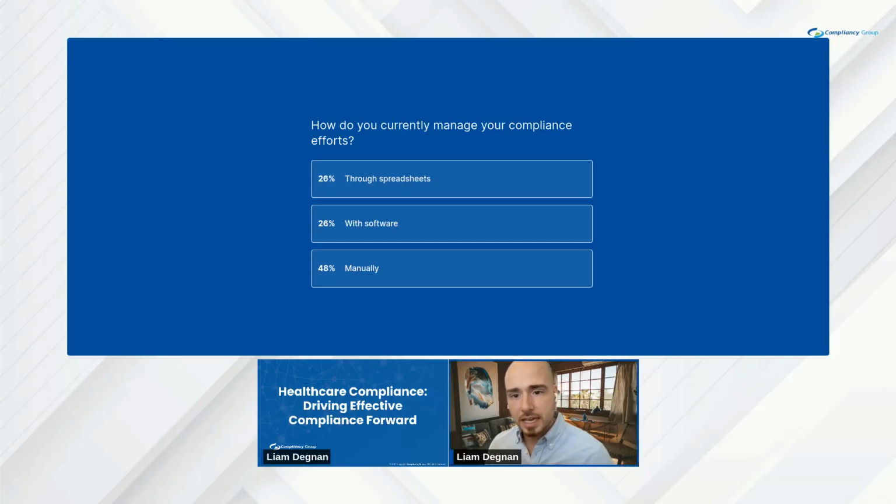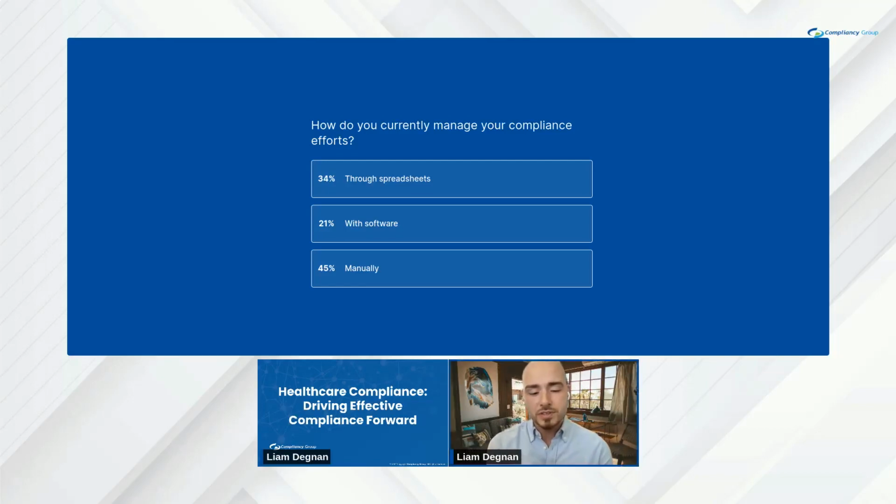And I'm seeing that again, it's a pretty even spread. Most of you are saying that you're managing it manually. Next up is through spreadsheets, and then closely following is through software. Thank you all so much for participating in these polls. It just helps us get some good insight. So, especially understanding that most of you are doing this manually with spreadsheets, we'll be focusing in on some things that you should consider as far as technology.